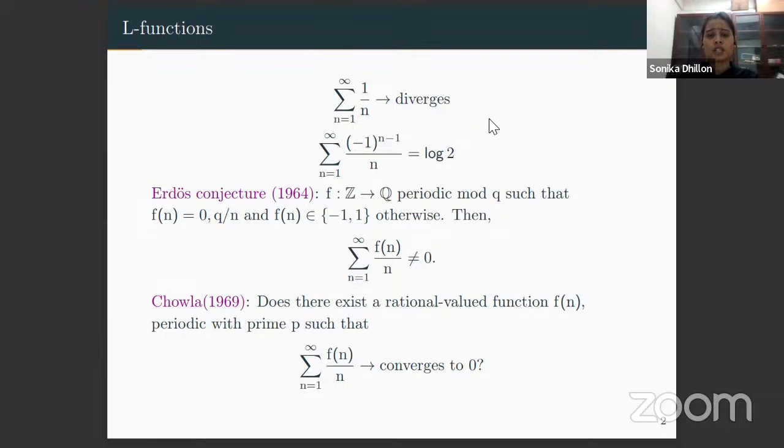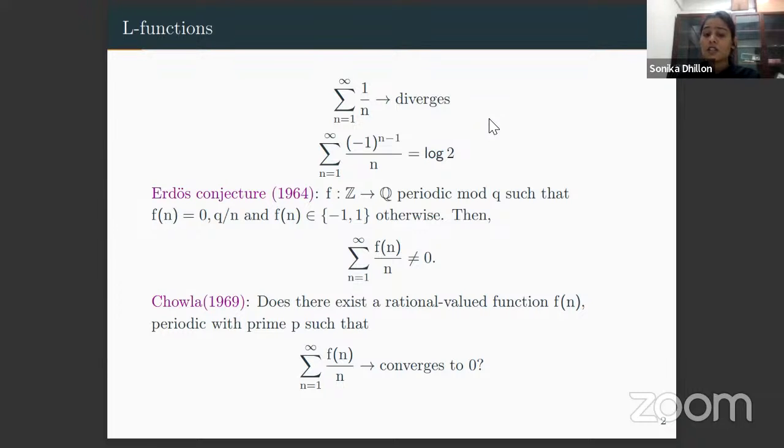Now, the obvious question is: instead of plus minus 1, where we have period 2, suppose we have any finite period, say q. Then what happens? In 1964, Erdős made a conjecture that if f is any periodic function with period q, and if it takes values plus minus 1, and 0 when q divides n, then in that case this series sum will not be 0.